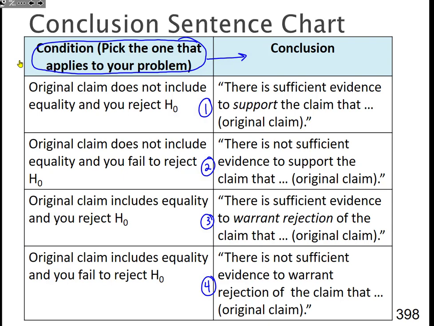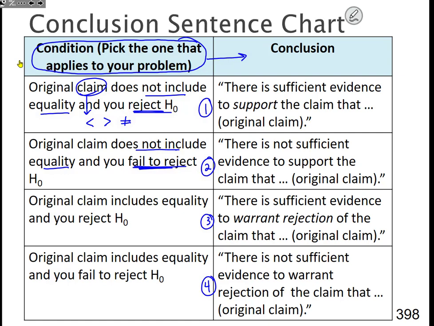Notice that in the first sentence, the original claim does not include equality, and you reject. The second one is does not include equality, and you fail to reject. What does not include equality mean? Well, equality is the equal sign. So if your claim has the less than, greater than, or not equal to, then you're going to choose sentence 1 or 2 based on whether you reject or fail to reject.